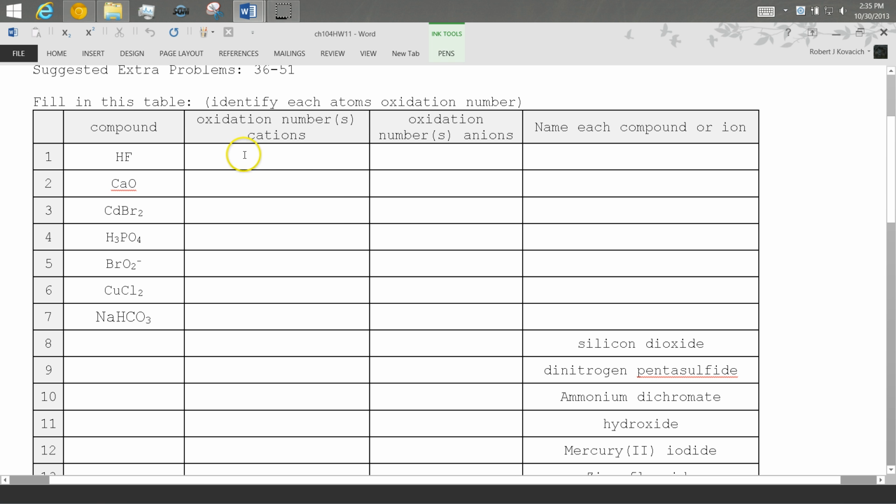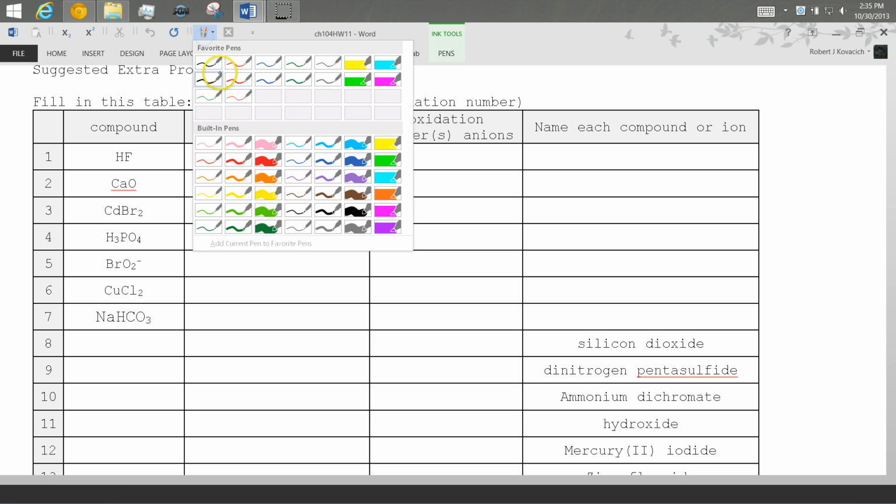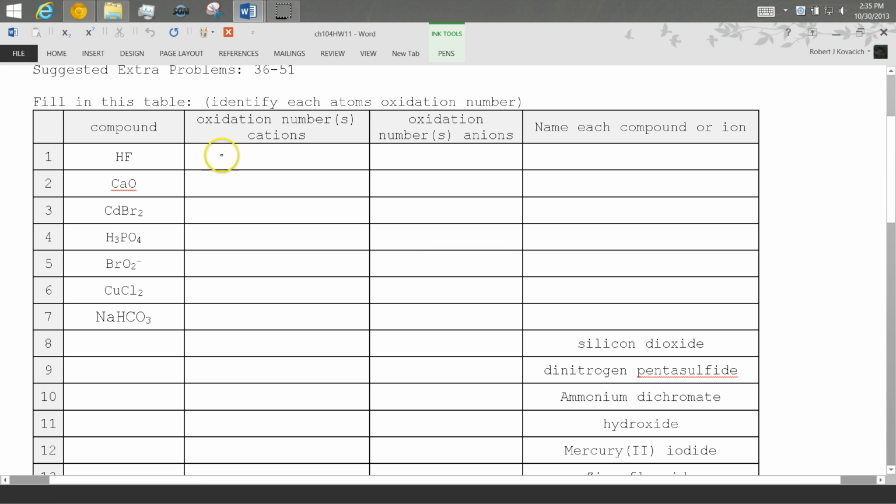So then we can write down that the cation's oxidation number in this case, hydrogen, is a +1, and then that makes the fluorine automatically a -1, plus its rule says that it's a -1. And name it. So what's the name of this guy? Hydrochloric acid. Acid. Starts with an H, right? So hydrofluoric acid.